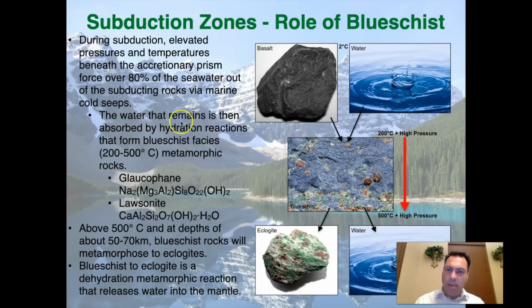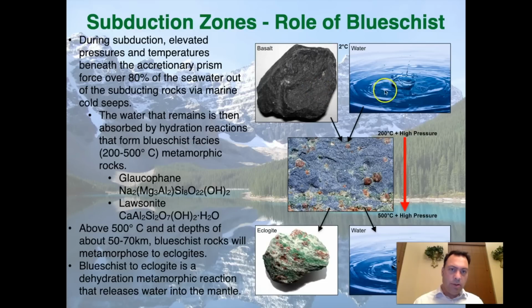So the water that remains is then absorbed by hydration reaction. So there's some chemistry that starts to happen that forms blueschist facies metamorphic rocks. So imagine a subducting slab. An oceanic slab is going to be made out of basalt. It's going to have some seawater with it, and it's going to be at about 2 degrees Celsius. Once it gets to about 200 degrees Celsius and the pressure is higher, so this is relatively low temperature, by the way, but it's very high pressure.